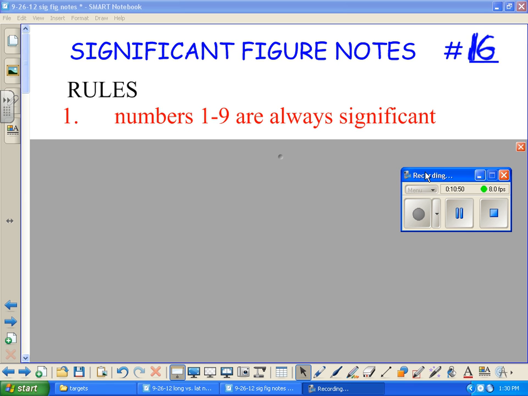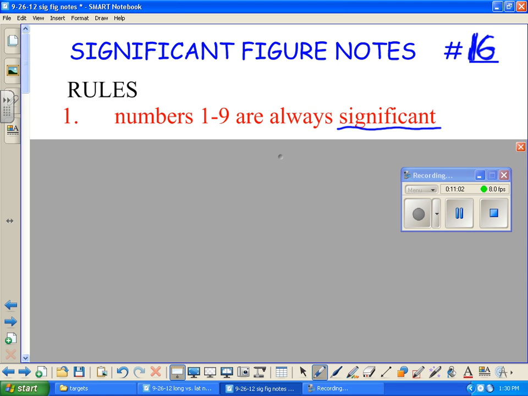If it's a 1, if it's a 2, if it's a 7, if it's a 5, if it's a 4, if it's a 3, if it's a 9, if it's an 8, if it's a 6, it's what we call significant. I don't know who chose the word significant. They could have said important. They could have said of the essence. But they chose the word significant. Figure is another word for number. So what we're really saying is these are the more important numbers. We thought all numbers were equally important, and now we're learning suddenly some are more important than others. Boy, that sounds strange.